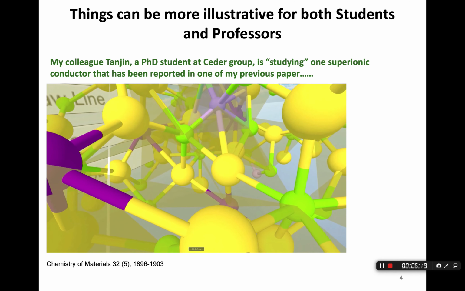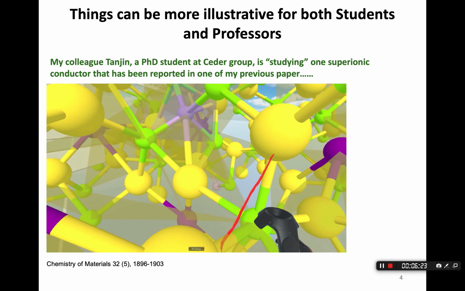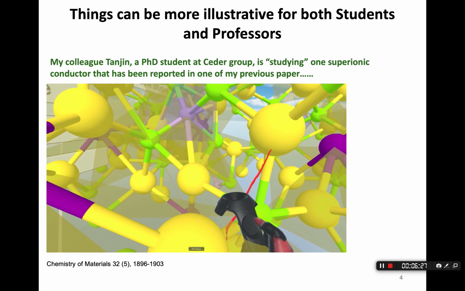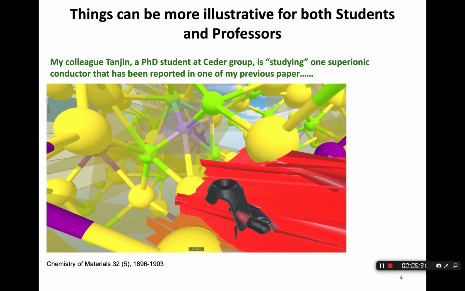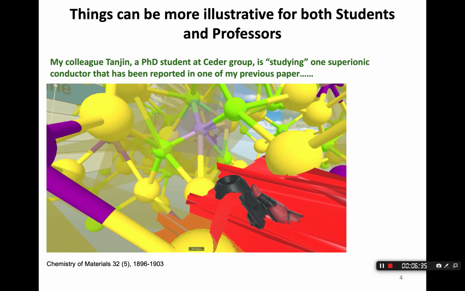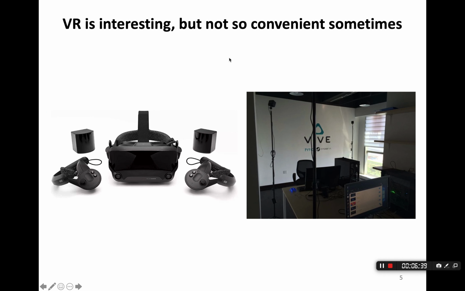So with this kind of tool, you can play with the crystal structure as long as you want, right? To really understand the symmetries and the bond topologies and how different atoms are connected. And also in this case, you can learn about how lithium is going to move in these crystal structures, right? So this sounds like an interesting idea.